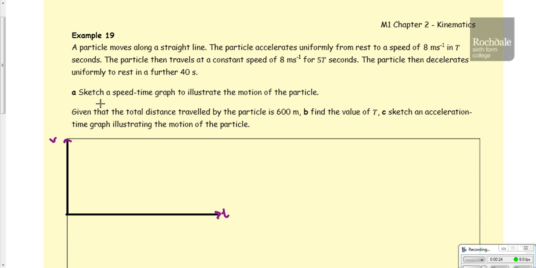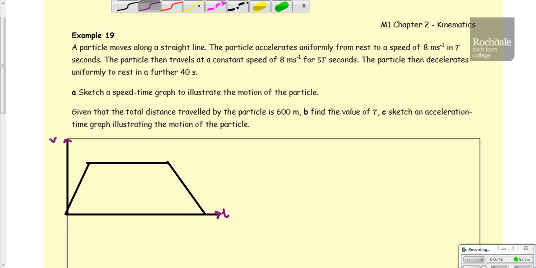So we're accelerating uniformly from rest. When we're accelerating, that's a positive gradient. We then travel at a constant speed for a certain length of time. And then the particle decelerates uniformly to rest. To rest means that the velocity is 0. Okay, so let's put some labels on our diagram.